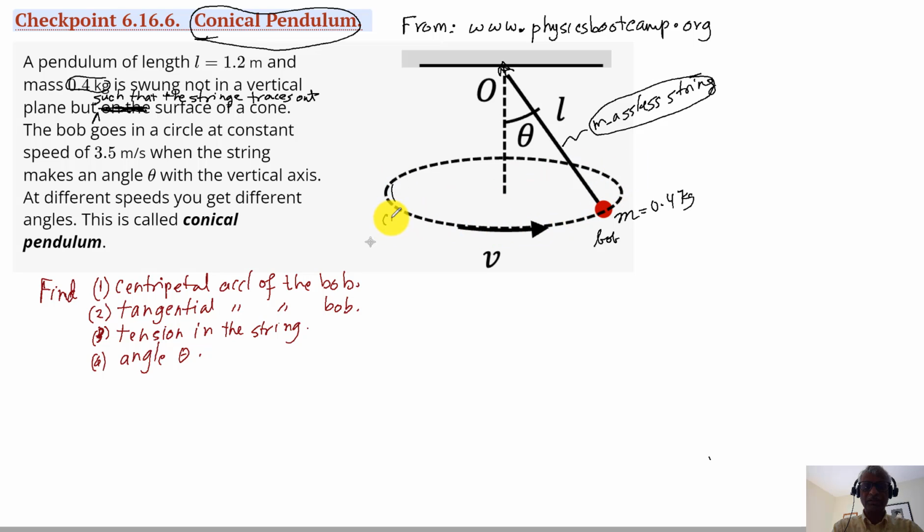So this is a circle, but the speed is constant, and this speed is given to be 3.5. The length is also given to be 1.2 meter. We will use these numbers at the end, and these are the questions we are supposed to answer.